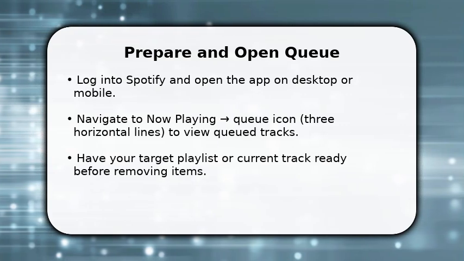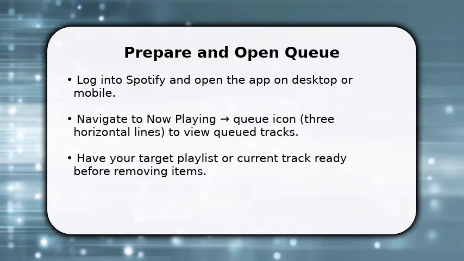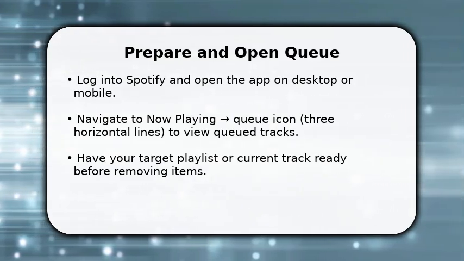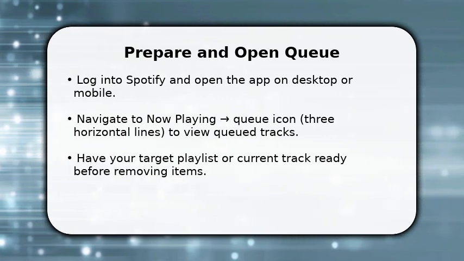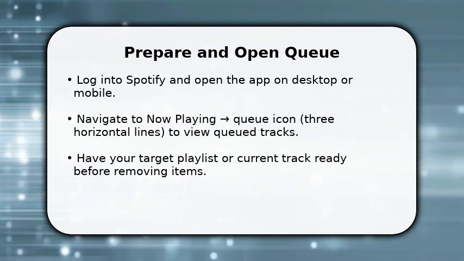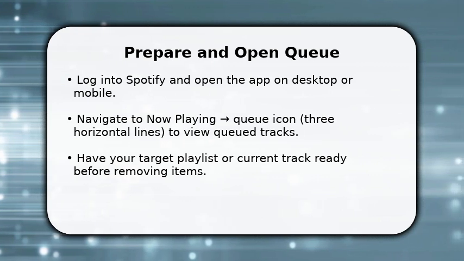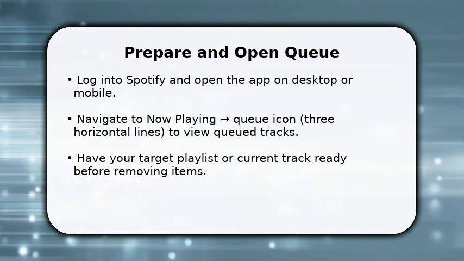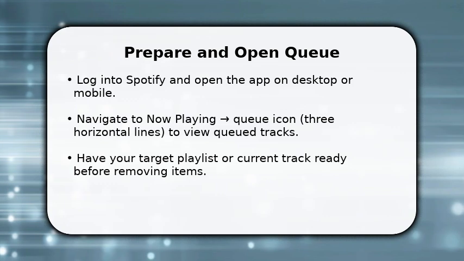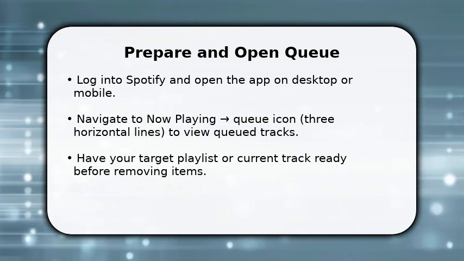You're logged in and in the app. Now open the Now Playing view and tap the queue icon to reveal queued songs. Once done, scan the list for tracks you want removed and note whether you need to clear every item or just a few. Make sure you're on the account that owns the queue because collaborative sessions behave differently.